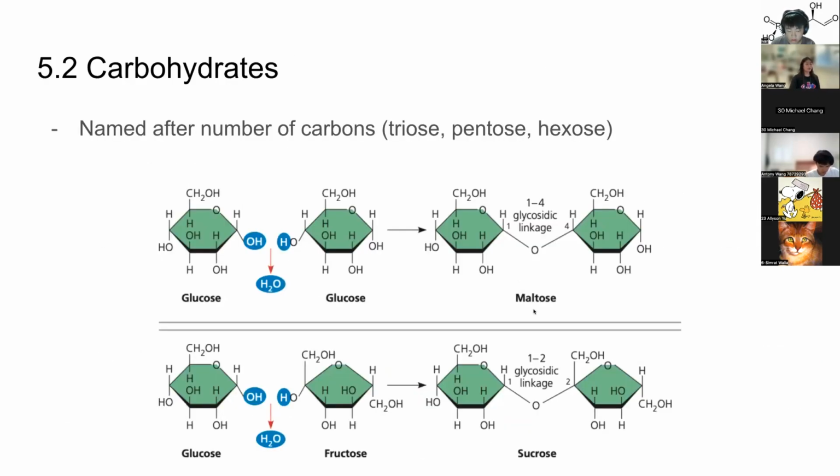Carbohydrates are named after the number of carbons in the monosaccharide chain. For example, if you have 3 carbons, it's called a triose. If you have 5 carbons, it's called a pentose. And if you have 6, it's called a hexose. This diagram also shows how glycosidic linkages form. The OH and the H are taken out in the form of a water molecule, and the two monosaccharides are joined together.